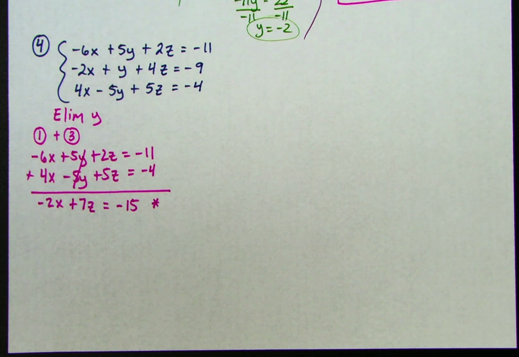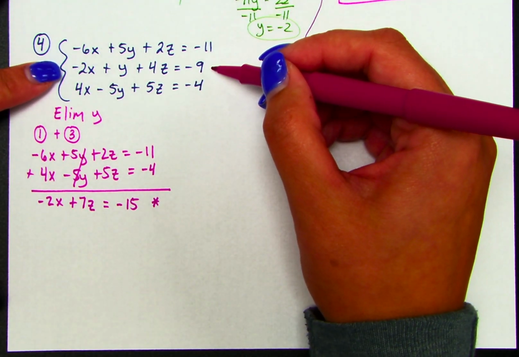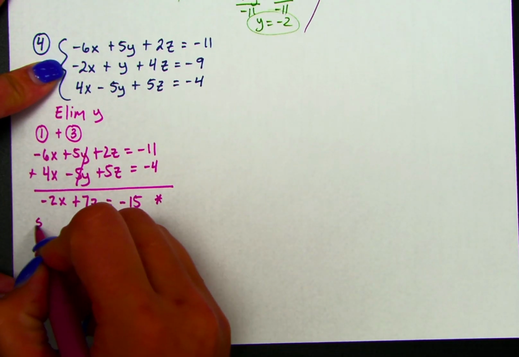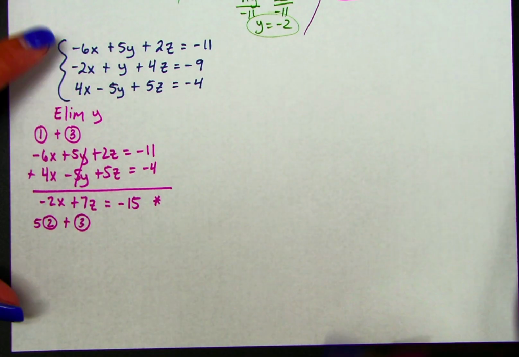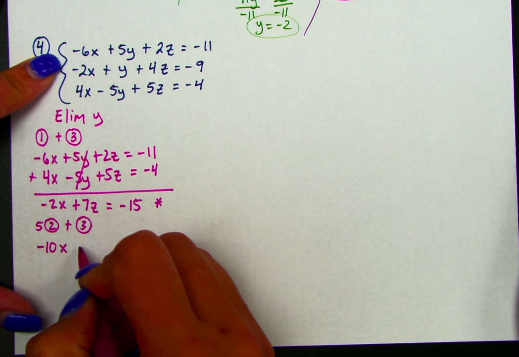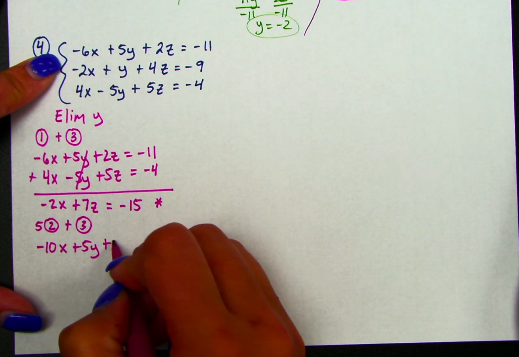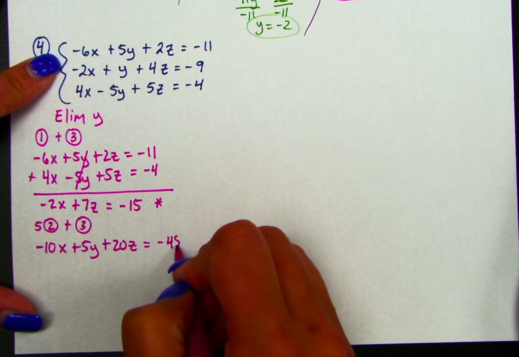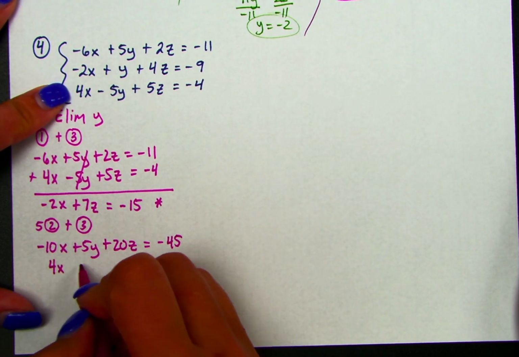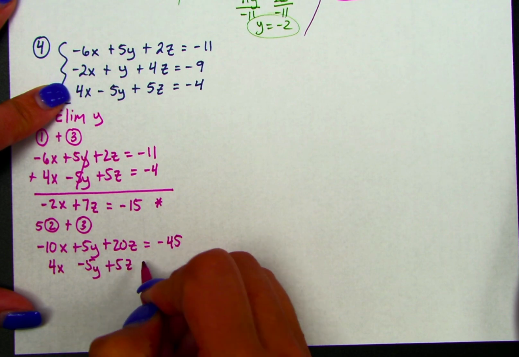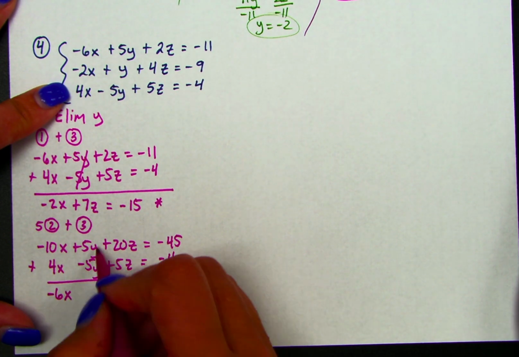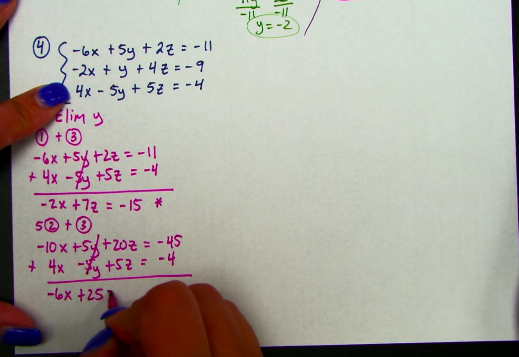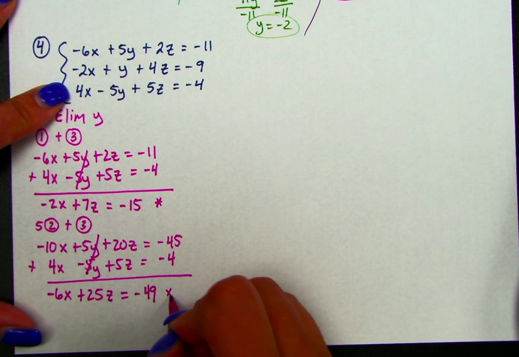And now we have to add a different pair of equations together, still eliminating the y. So this time I'm going to choose to take 5 times equation 2, and then I'm going to add it to equation 3. Okay. So this will give me -10x plus 5y plus 20z equals -45. And then equation 3 is just staying the same. So 4x minus 5y plus 5z equals -4. Okay, adding those together, that's going to give me -6x. My y's cancel, plus 25z equals -49. And again, I'm putting my little star by that one.